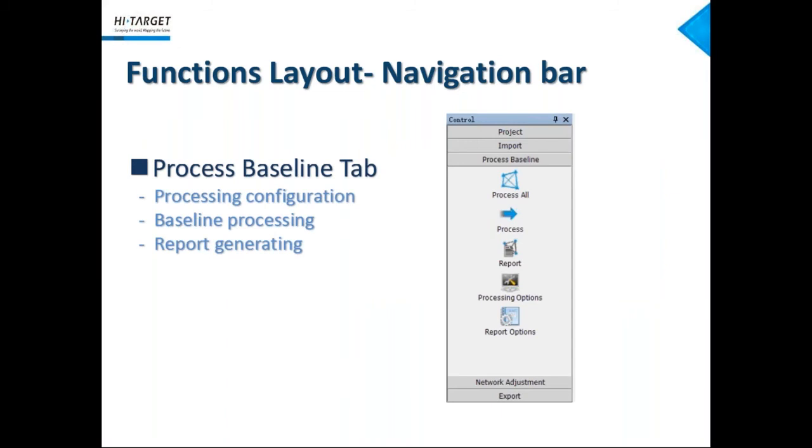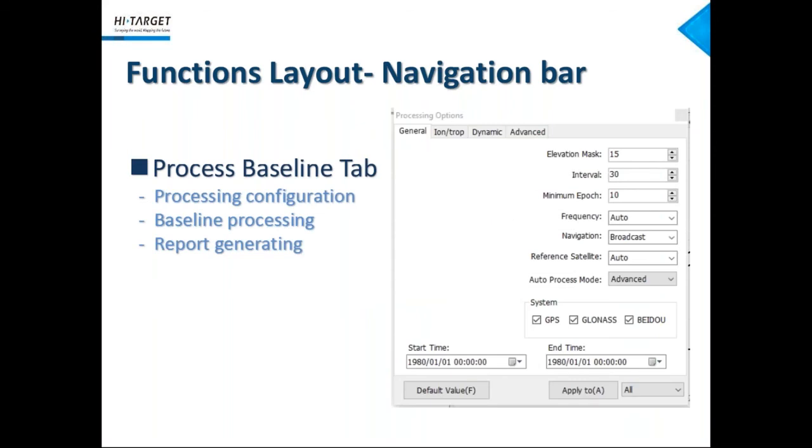Process baseline tab, setting our processing criteria and conducting data processing. In configuration, we need to set the cutoff angles and resample interval to grab data for processing. And the frequency here means the frequency of a carrier wave that would be used, like we have L1, L2, L3 on GPS system. And also we have an L5 for the latest GPS satellites.